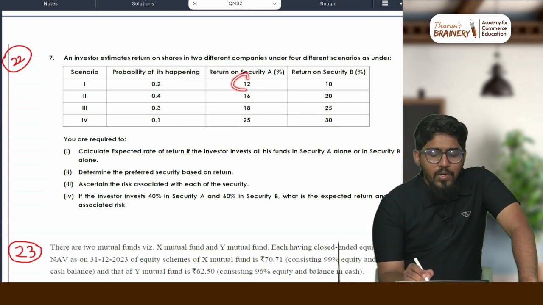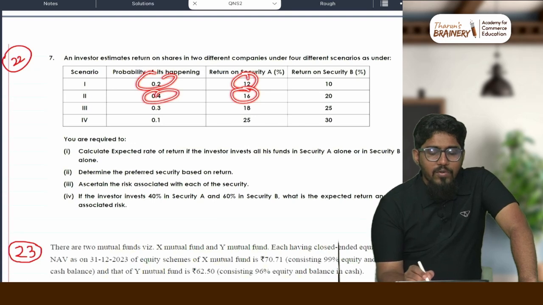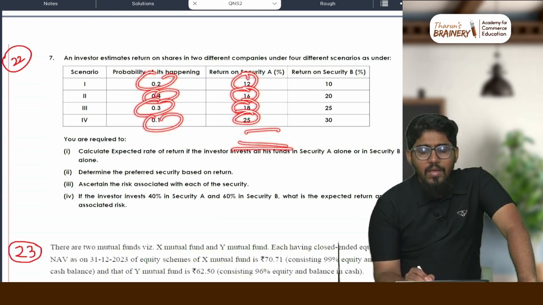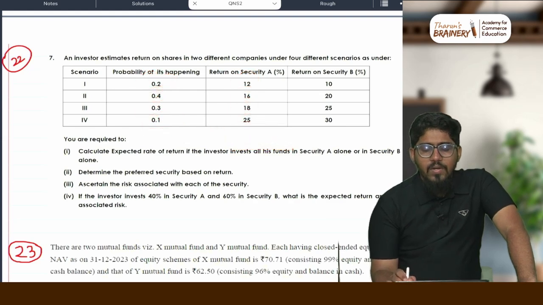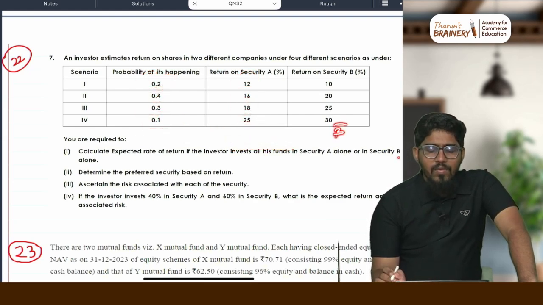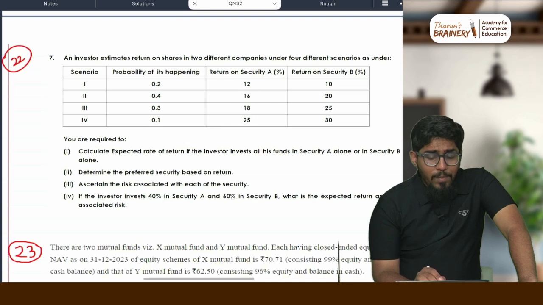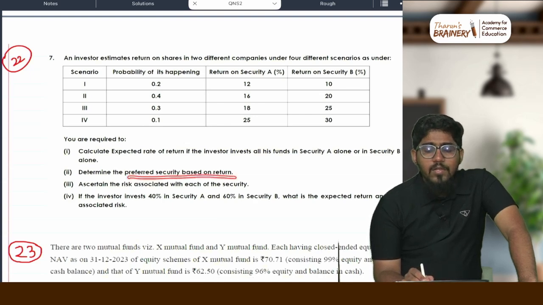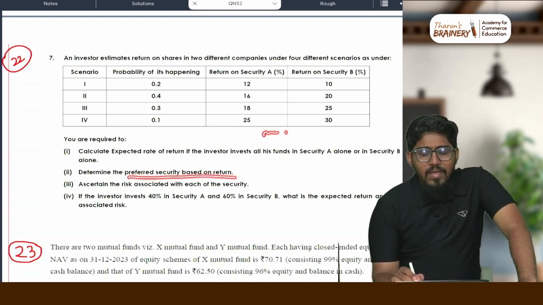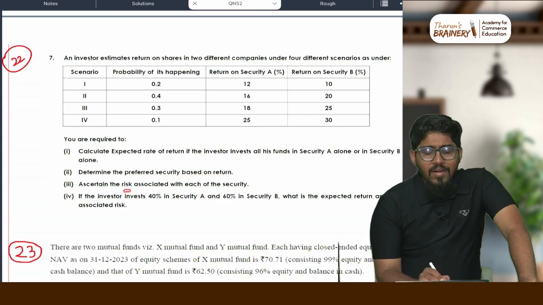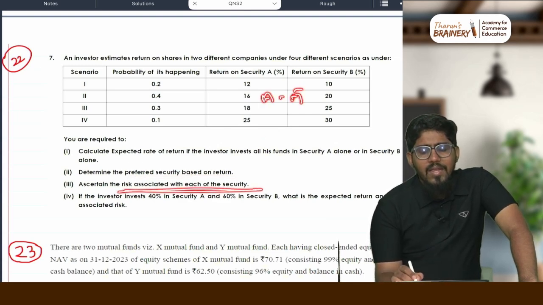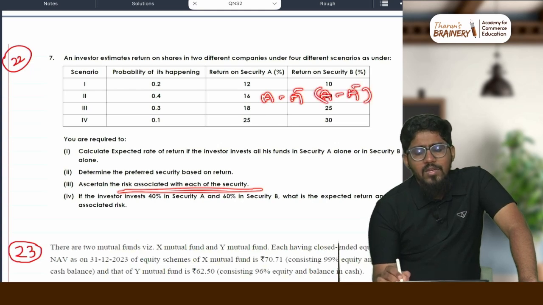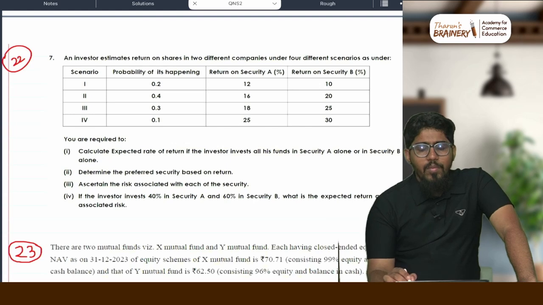So expected rate of return: 12 into 0.2, 16 into 0.4, 18 into 0.3, 25 into 0.1. Just do the total, you will get A bar. So this is the expected return. And then calculate B bar, expected return of security B. Determine preferred security based on return. So wherever your mean is higher, that is the answer. Ascertain the risk associated with the security. Risk means standard deviation. So now you do A minus A bar, then (A minus A bar) square into probability, and then whole root.